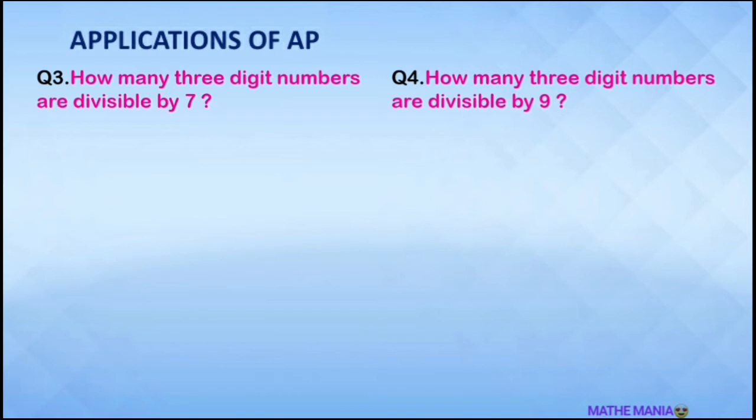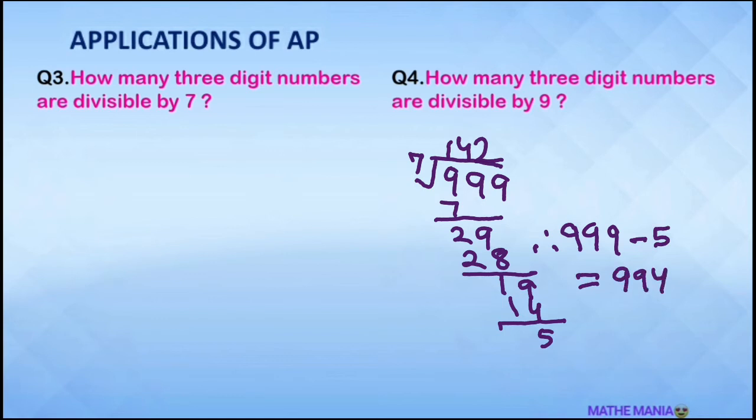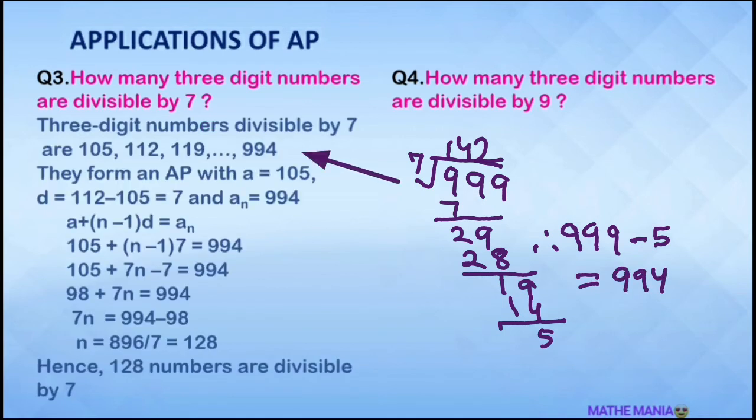In the first question, we have to find three-digit numbers divisible by 7. From the table of 7, we easily know that 105 is the smallest number divisible by 7, and the next few numbers can be obtained by adding 7 every time. For the last number, we can take the largest three-digit number, that is 999. On dividing it by 7, we get remainder 5. Subtracted from 999, the last number is 994.